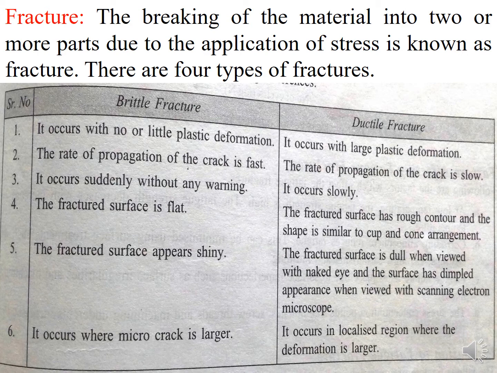Ductile fracture occurs with large plastic deformation. The rate of propagation of the crack is slow. It occurs slowly. The fracture surface has a rough contour and the shape is similar to a cup and cone arrangement. The fracture surface is dull when viewed with the naked eye, and the surface has a dimpled appearance when viewed with a scanning electron microscope. It occurs in a localized region where the deformation is larger.